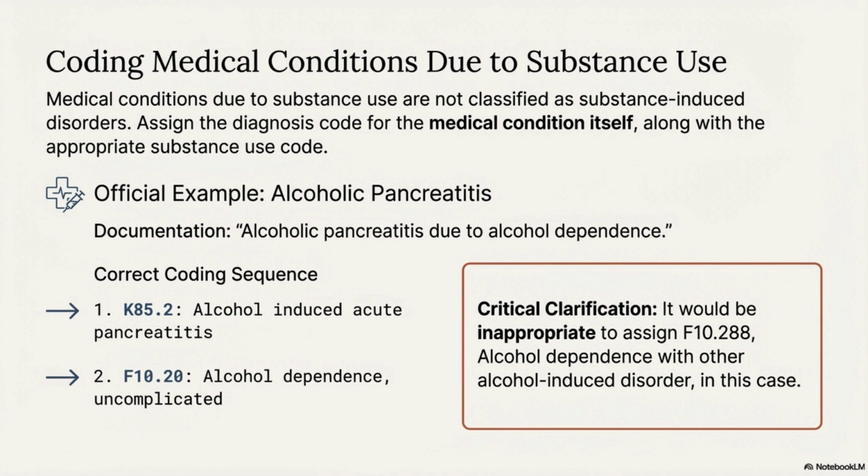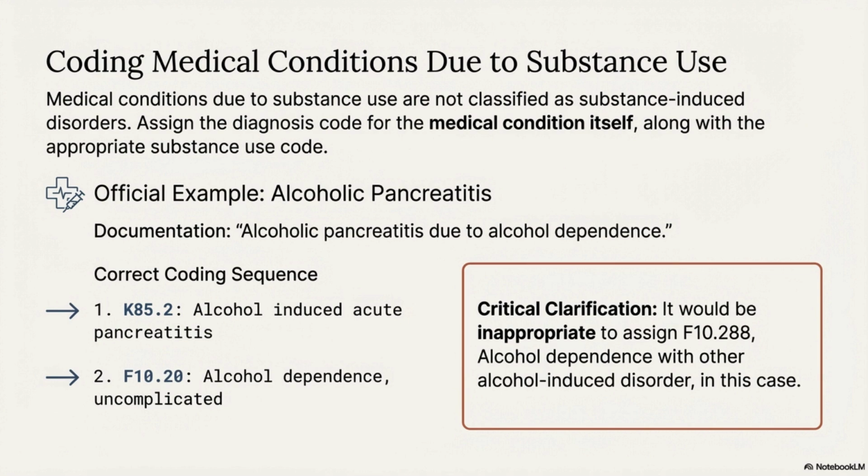On the other hand, a medical condition due to substance use is a physical health problem caused by the substance's impact on the body, things like organ damage or inflammation. These are not classified as substance-induced disorders, and they often involve structural changes that don't resolve just by stopping the substance. When this happens, coding follows a specific sequence.